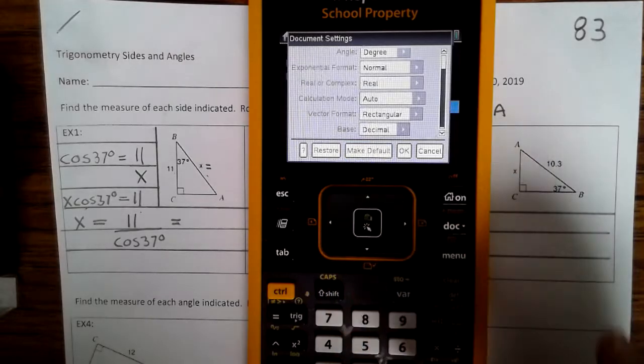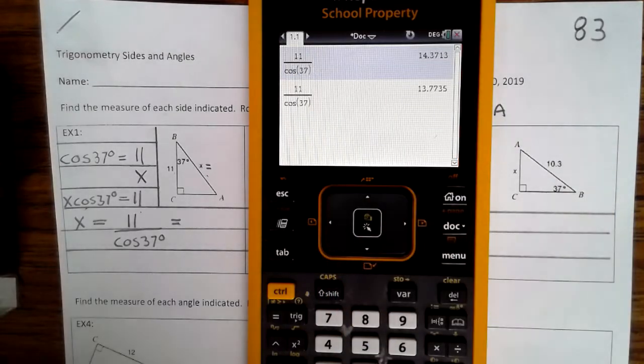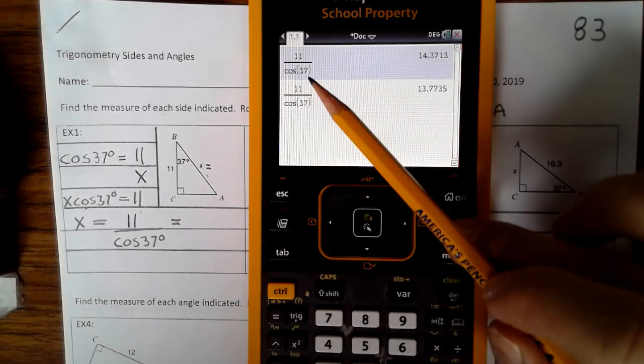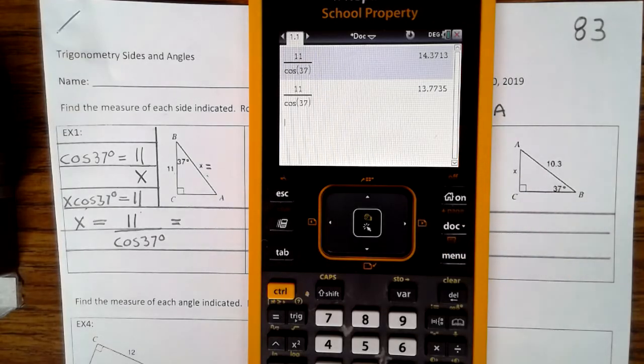Now go back to the current, highlight, and enter, and the answer is actually 13.8, because that earlier value was when it was 37 radians. This is now saying 37 degrees. So your answer is 13.8. So make sure your calculator is in degree mode. Okay, so that's 13.8.